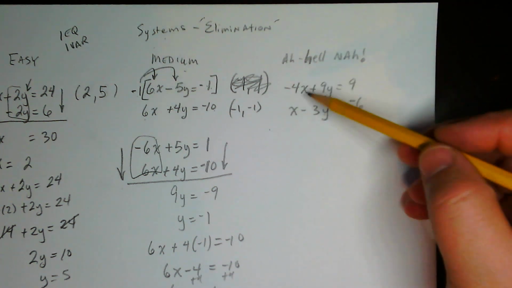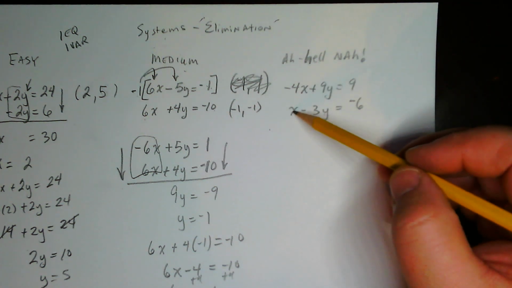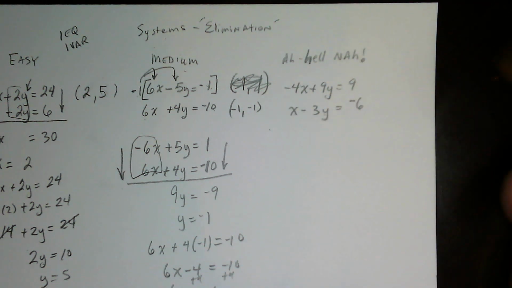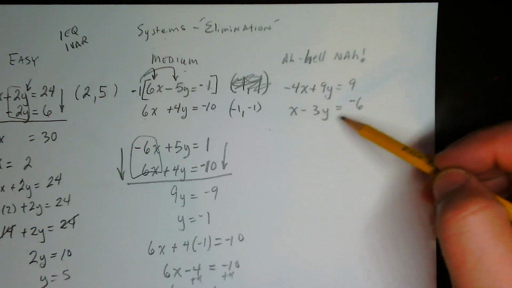Add them together, it's gone. Or I could get rid of x. So this one would be easy. I can multiply this by 4. That's negative 4. And if that was 4, then those would cancel out. They'd make 0, right? So it'd be 4x, negative 12y, negative 24.